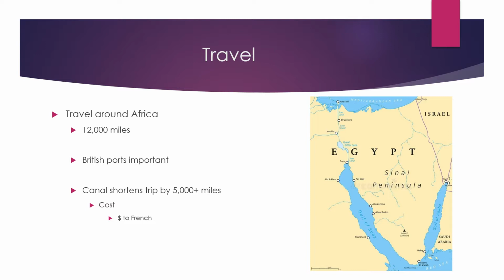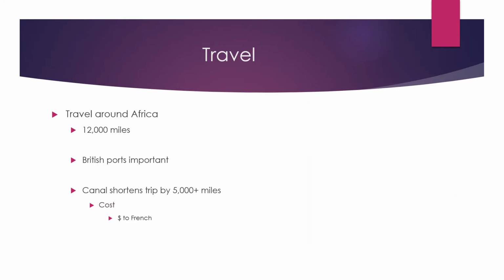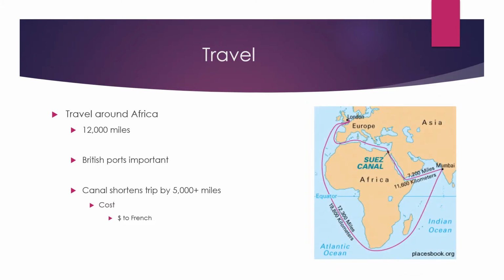Travel around Africa is roughly 12,000 miles, maybe a little bit more, about 12,300 miles to go from, say, London to Mumbai. You had to go around Africa. And of course, this is an approximation. This doesn't take into account having to stop for fuel, food, repairs, that sort of thing. British ports become incredibly important. So having a port in, say, Cape Town, South Africa becomes critical.